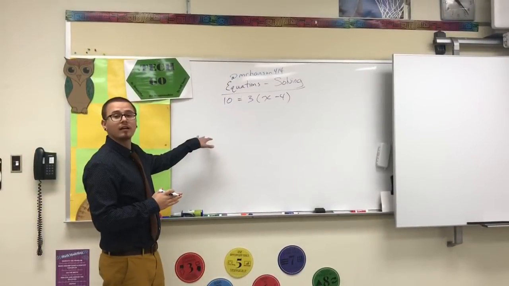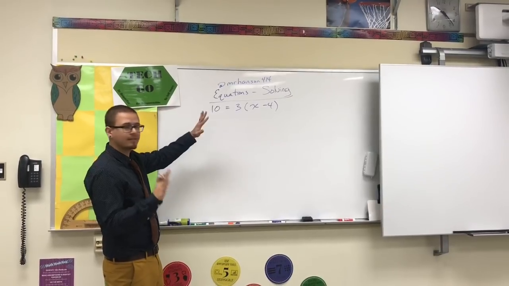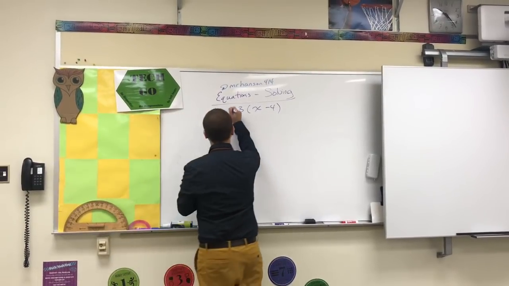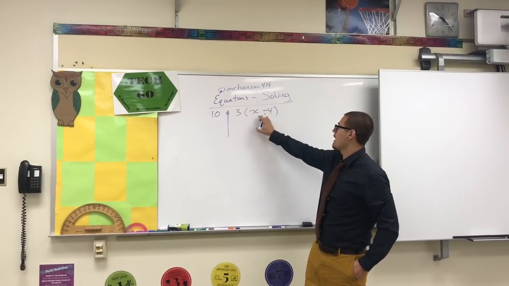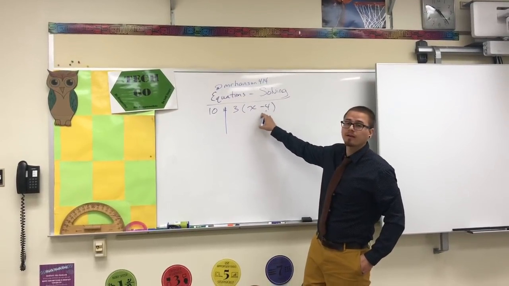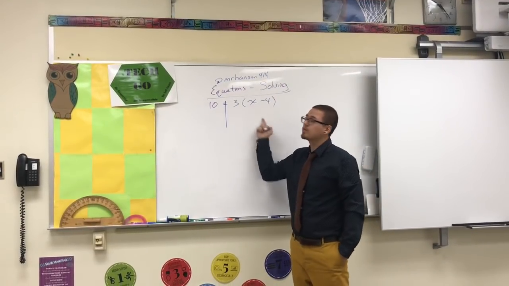So this is an equation that looks a little bit different. We have a 10 by itself on the left side, and that's cool. We can leave that alone. But then on the right-hand side, we have this 3 outside parentheses, and then an x and a -4, x minus 4 in the parentheses. So what we gotta do is figure out what we can do with these parentheses.